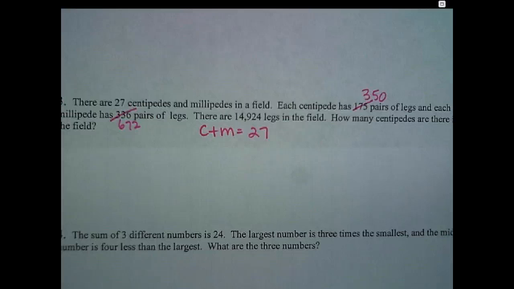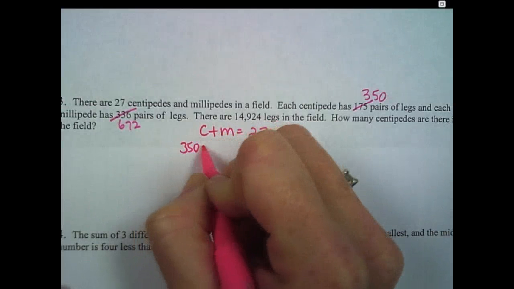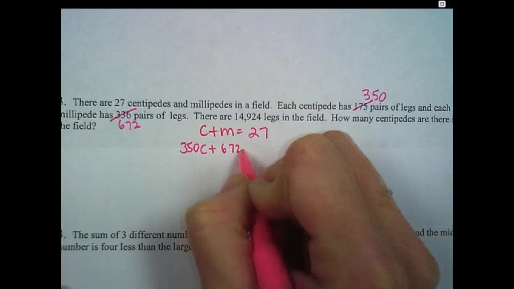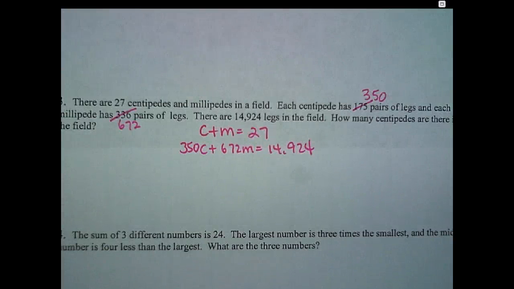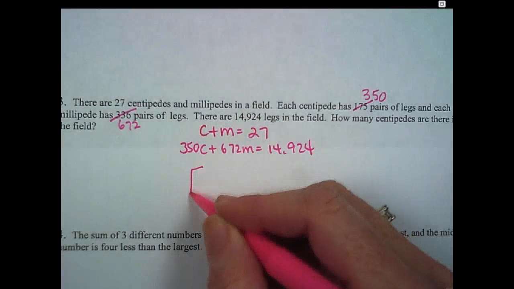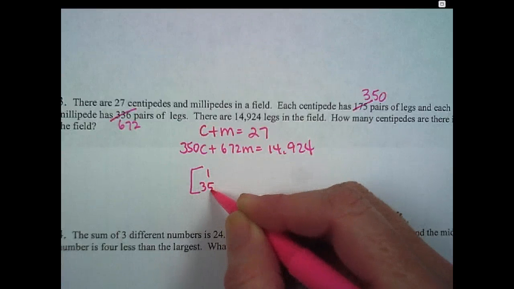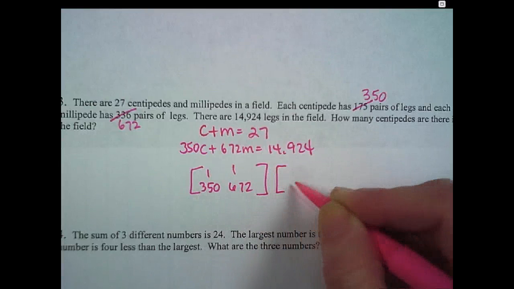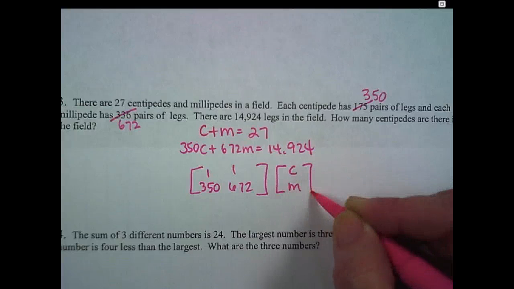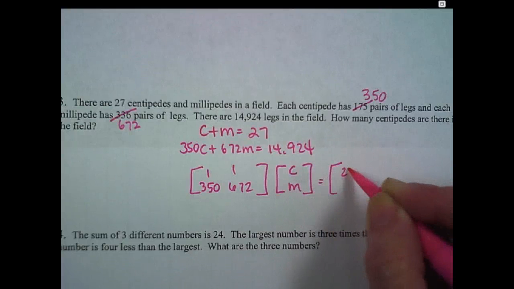So 350C plus 672M equals 14,000. Now you've got a systems of equations, 2 by 2, correct? So remember on the test and quiz, you're going to be asked to set up a matrix equation. So let's set up a matrix equation. Your coefficient matrix first, times your variable matrix, in this case it's centipedes and millipedes, equals your constants.